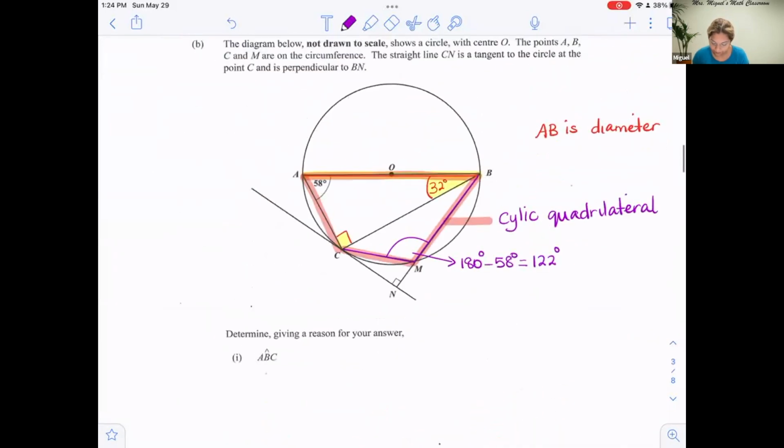NCM. So let me take out some of these lines here. We want NCM. So could we work out NCM? Can we work out this angle? If here is 122, can we work out this angle here?